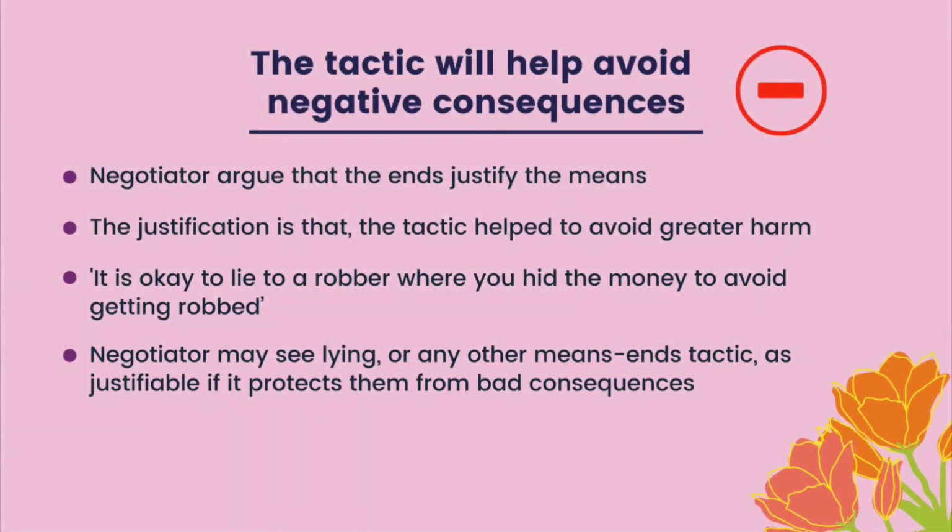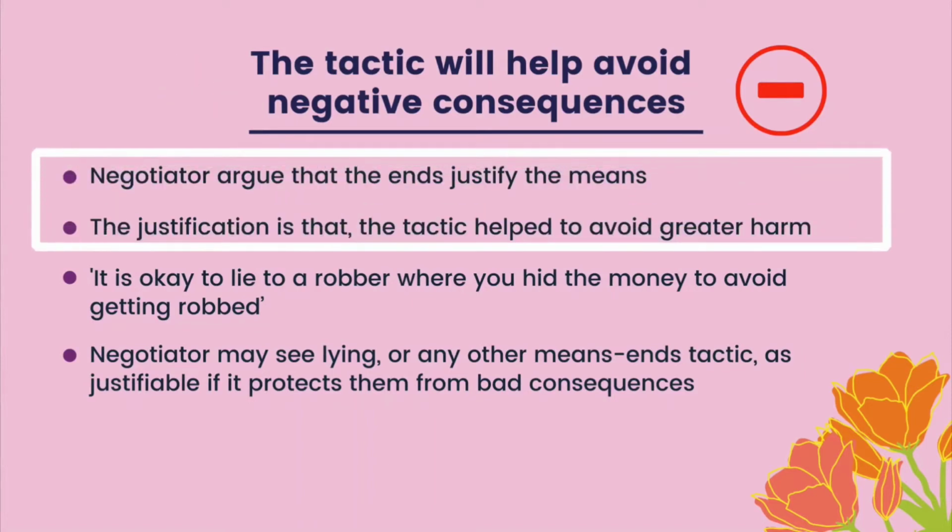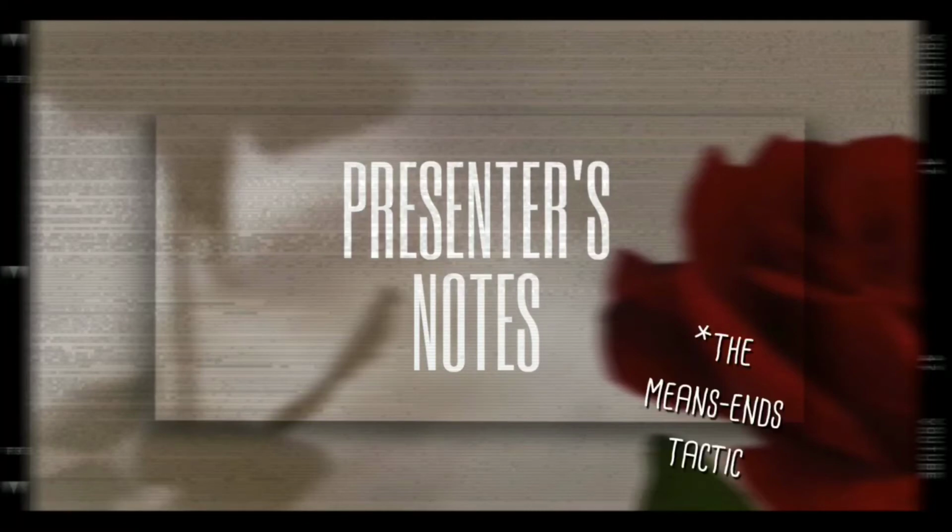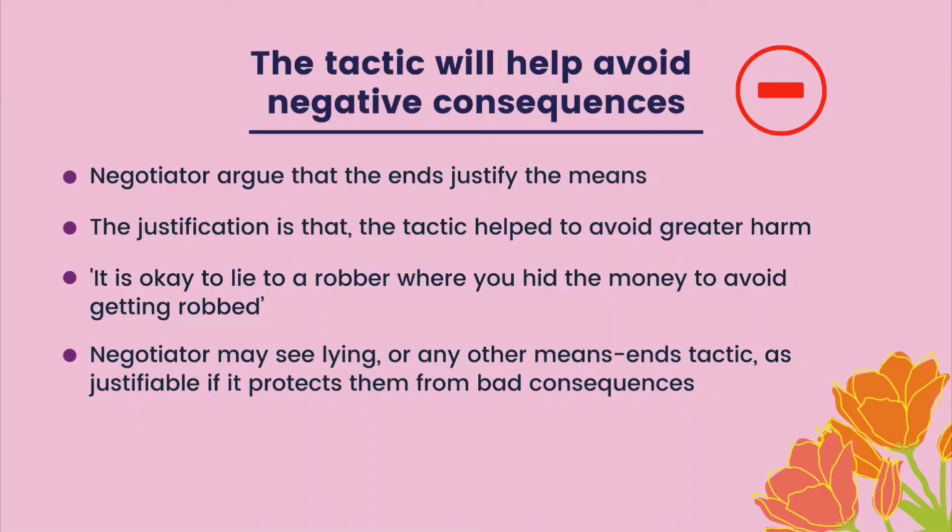The tactic will help avoid negative consequences. Negotiator argues that the ends justify the means. The justification is that the tactic helped to avoid greater harm. Pause. I need to explain something here. The means ends tactic. So basically, anything that the negotiator or actor meant to do can be justified or explained by the end result. For example, it is okay to lie to a robber about where you hid the money to avoid getting robbed. See?